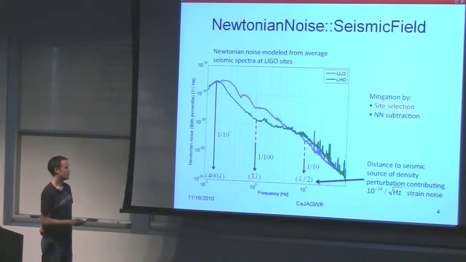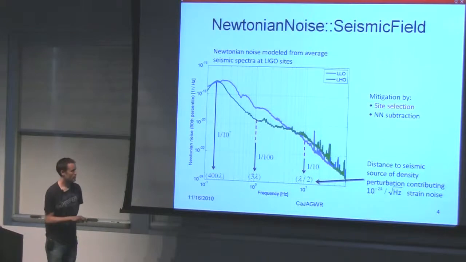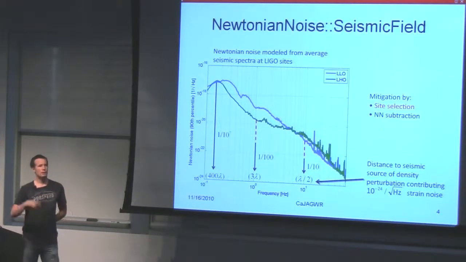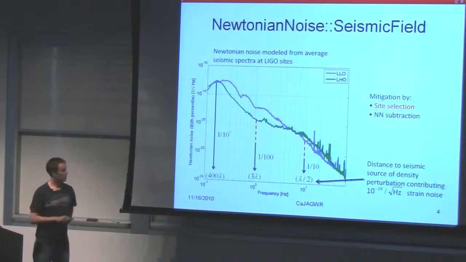Here it gets already more complicated. 3 wavelengths at this frequency really means something like 12, 15 kilometers. So that's a larger volume that you have to take into account. But I don't necessarily want to say that you have to monitor the entire volume. You just have to understand the effects happening inside that volume. That's it.